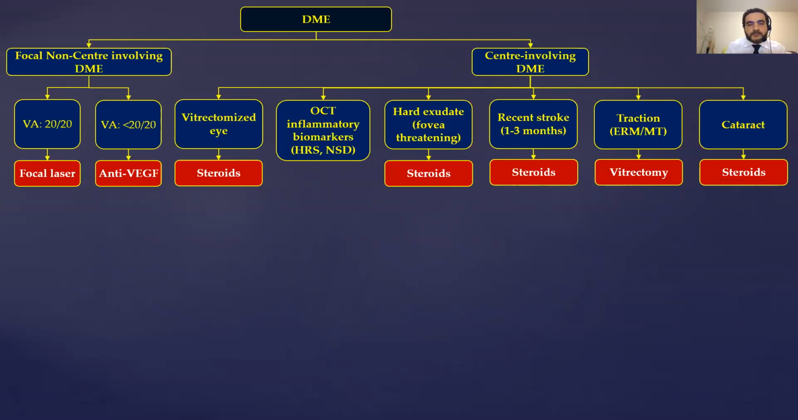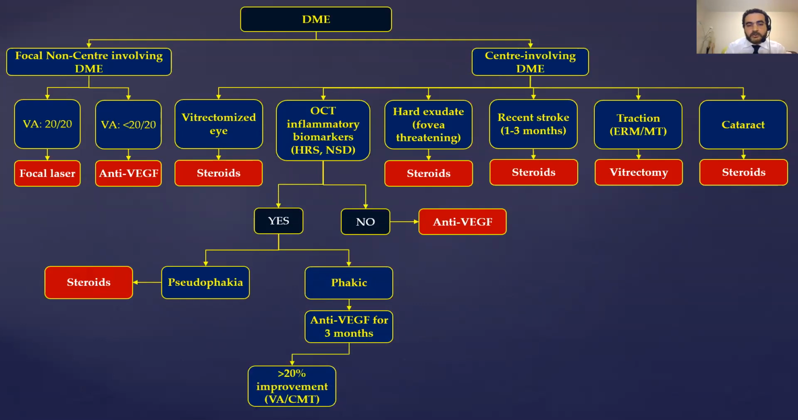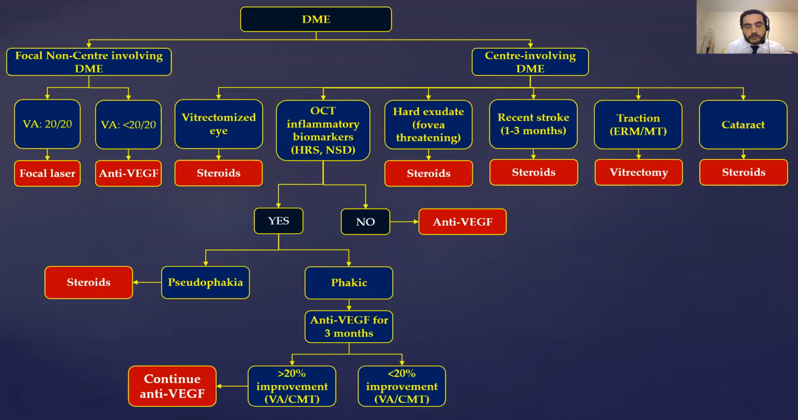What if you have OCT inflammatory biomarkers? If no, for sure I go for anti-VEGF as the first line of treatment. If yes, and the patient is pseudophakic, I go for steroid as first line. If the patient is phakic, I try anti-VEGF for 3 months and look at the result. If the improvement is more than 20%, for sure I continue with the same one. If not, a poor responder, I might switch to steroid.